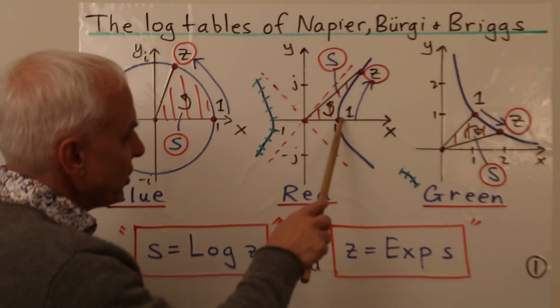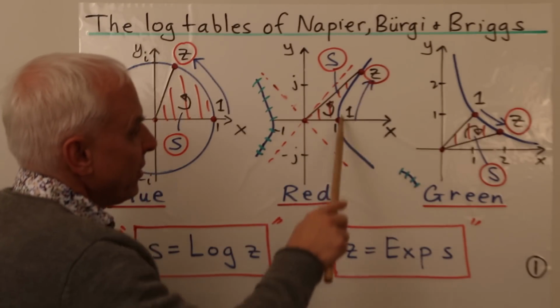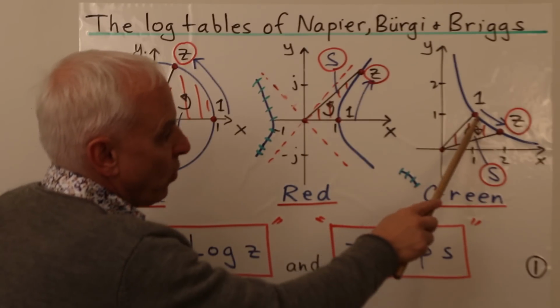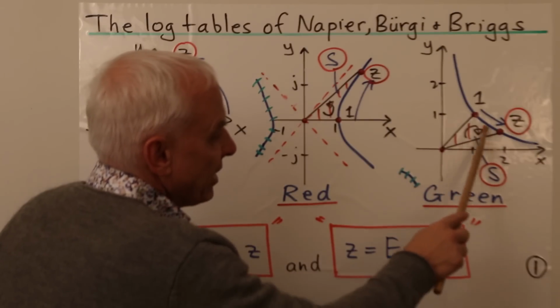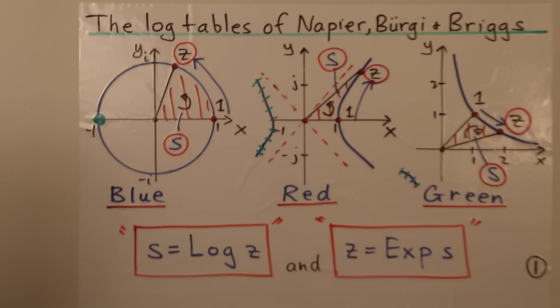Over here, there is the point 1, and there's a point Z on the curve, and we're talking about this signed area here. And over here, the point 1 is here, and Z is somewhere perhaps there, and we're talking about this signed area here, which in this case will have the opposite orientation to these ones.